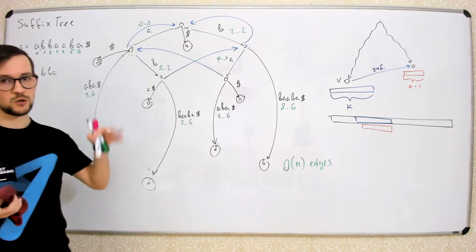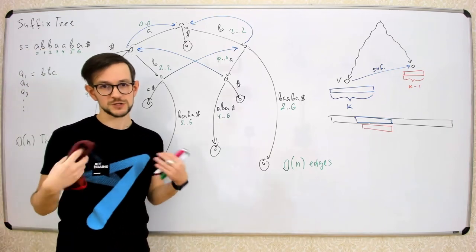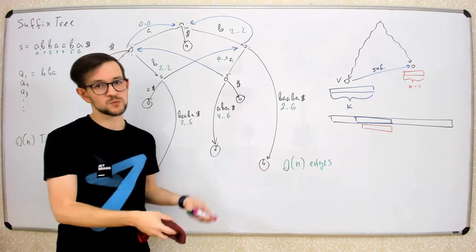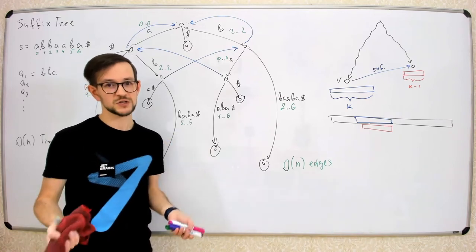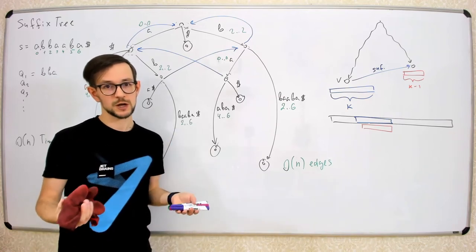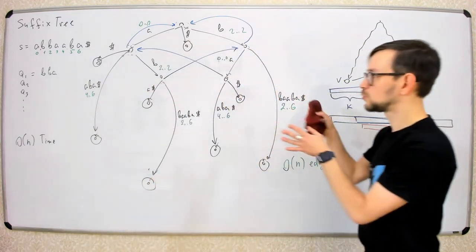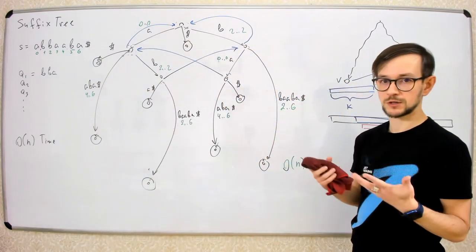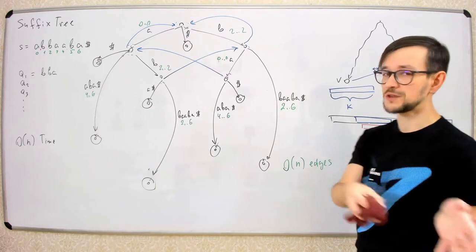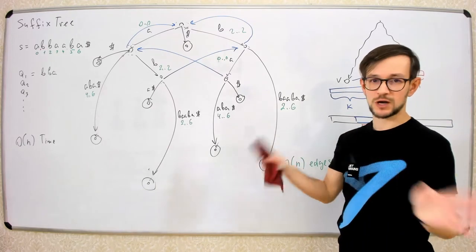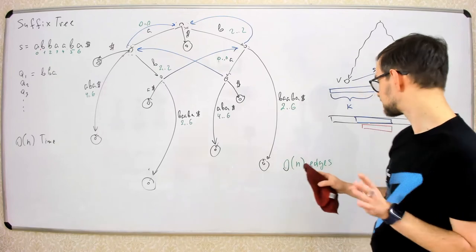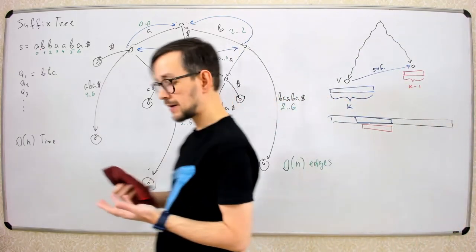This trie is just a trie which contains all the suffixes. If you just take all the suffixes, put them in a trie, you will get a suffix tree, but it will take you n squared time. So the problem today is how to build this tree in linear time instead of n squared time. If you just take all the suffixes and put them in a trie, you will have a correct suffix tree, but it takes n squared time.